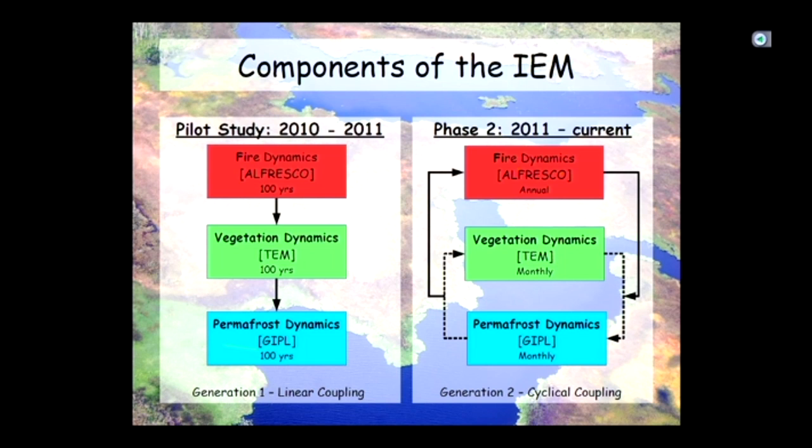In the first phase, the pilot phase, we did a coupling of these models in a linear way, where Alfresco ran for 100 years, passed its outputs onto the TEM model, and they ran for 100 years, and then the output of TEM went to the GIPL model, which then ran for 100 years and then produced all the outputs. In our phase 2, we have a cyclical coupling, where the TEM model and the GIPL model are exchanging data on a monthly basis, which then interfaces with the Alfresco model, the fire dynamics model, on an annual basis, and then passes on.